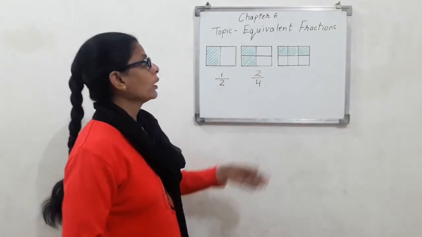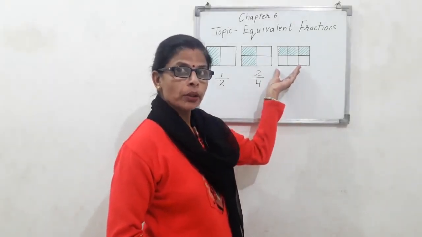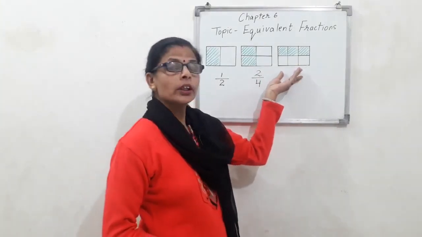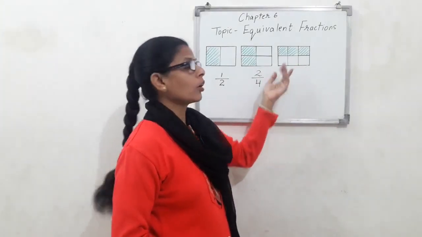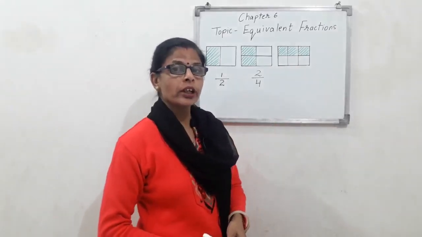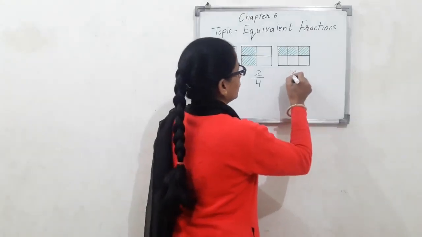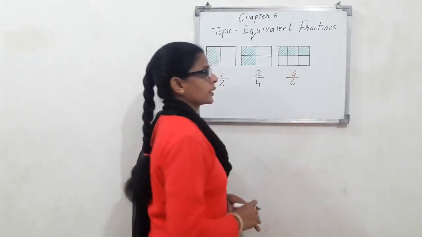Now, in the third rectangle, it is divided into how many parts? Yes, it is divided into 6 parts. And how many are shaded in this? 3 parts are shaded. So, what will the fraction be? 3 upon 6. Correct. The fraction is 3 upon 6.